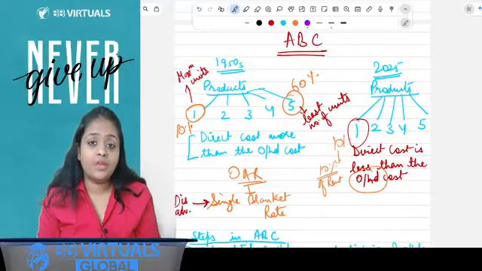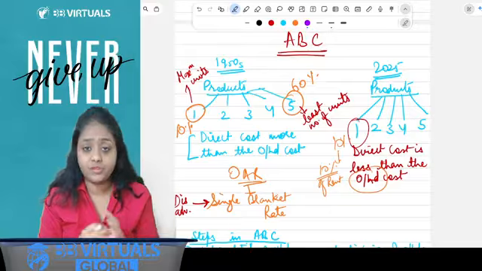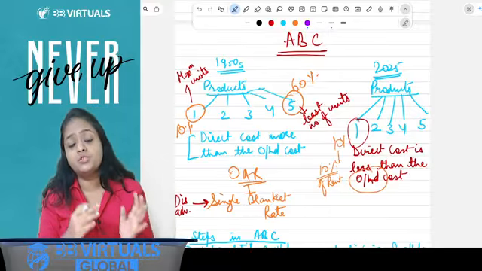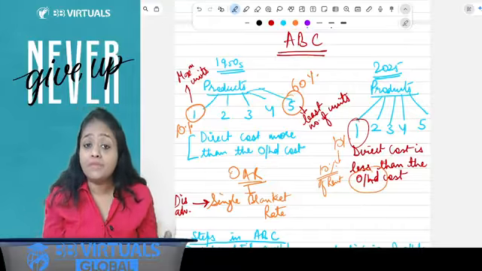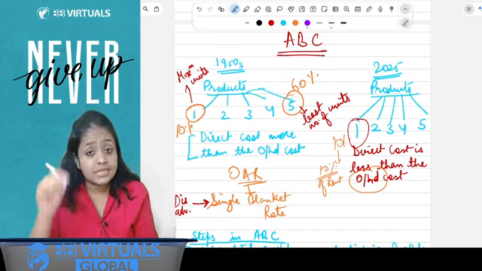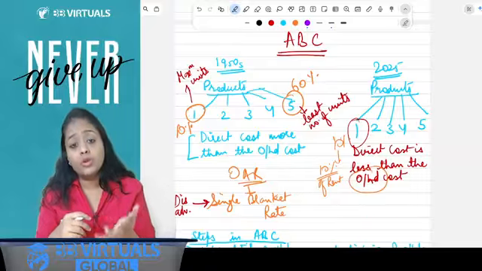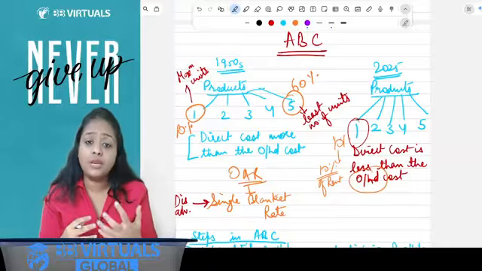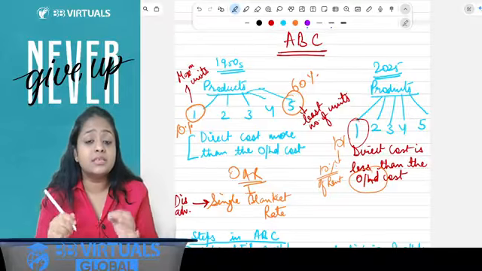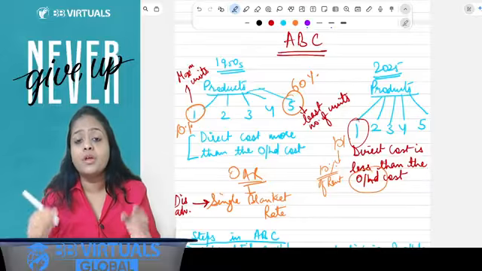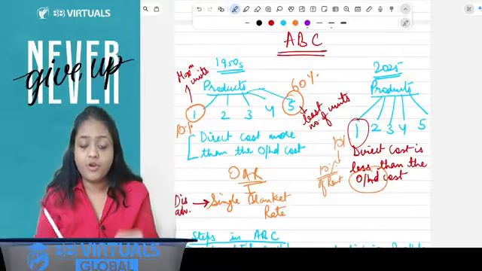Now, a background of ABC. The need evolved because in the 1950s, around that time, overheads used to be a very small amount of the total cost and labor cost used to be a very heavy amount of the total cost, so there the need for absorption costing was more. But now with growing demands and more cost of overheads in relation to the direct cost, there is a need for a better and more detailed method of absorbing the overheads to the product cost, for which we have ABC costing in place.